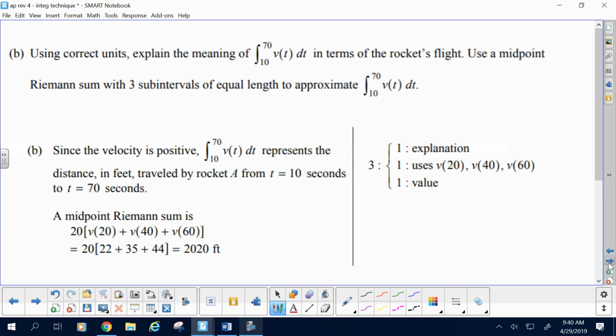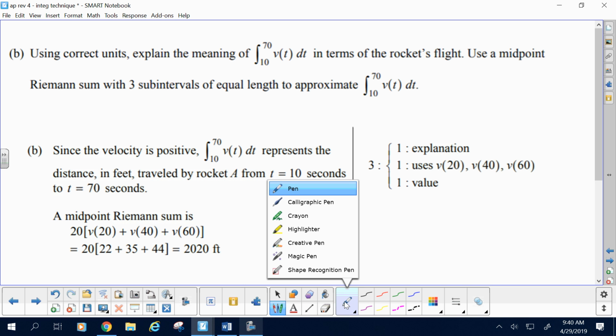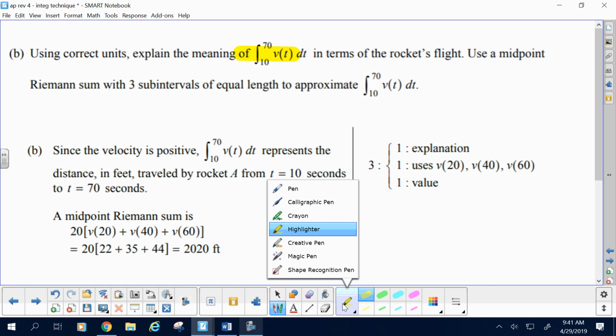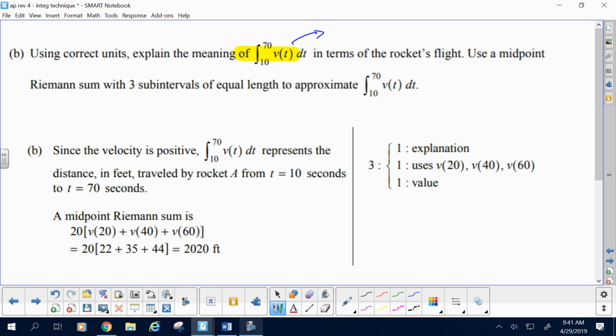B, using correct units, explain the meaning of this. Integrating a rate of change gives you an amount of change. That is one of the huge ideas of calculus. Then the question is, change in what? Well, what is the antiderivative of velocity? Position. So you might say this is V or H or X, whatever.